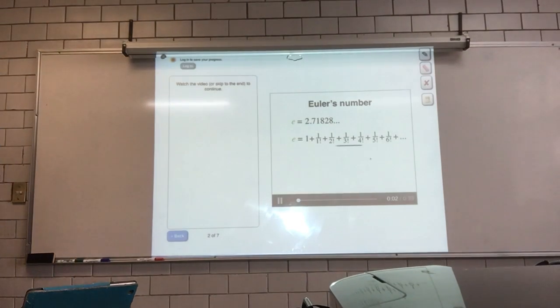Right. The terms that we've listed here add up to about 2.71805. Pretty close to the value we gave here. If we had added more terms to this expression, we would get a more accurate result for E.